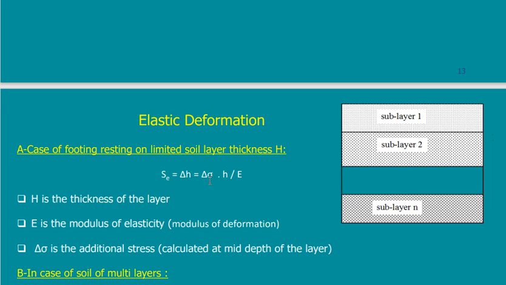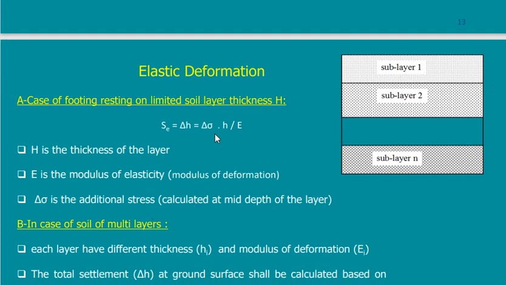So this is delta sigma, multiplied by H, which is the thickness of the compressible layer, divided by E, which is Young's modulus of the soil. So this is in case I have one layer with specific thickness.